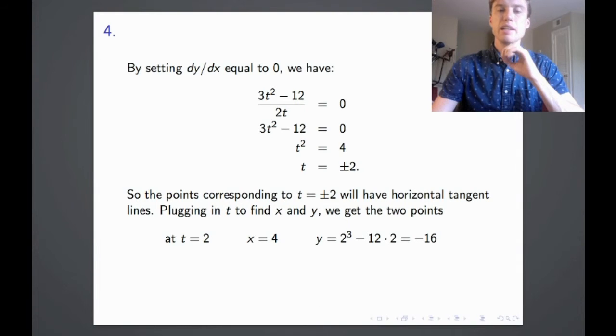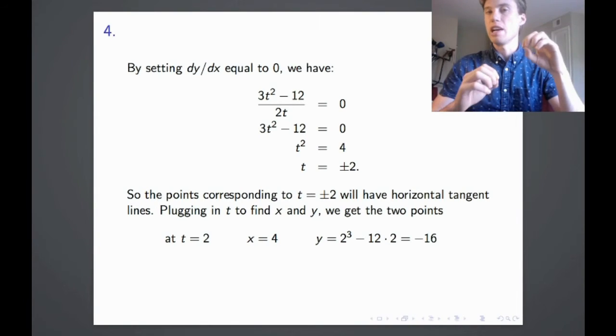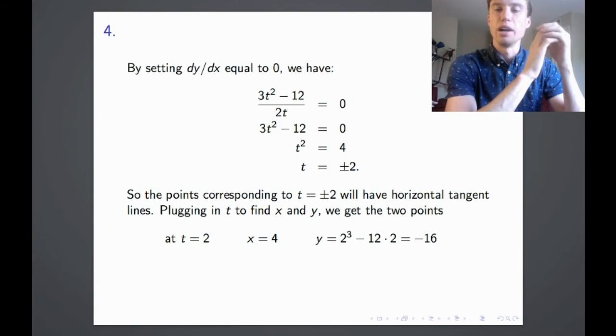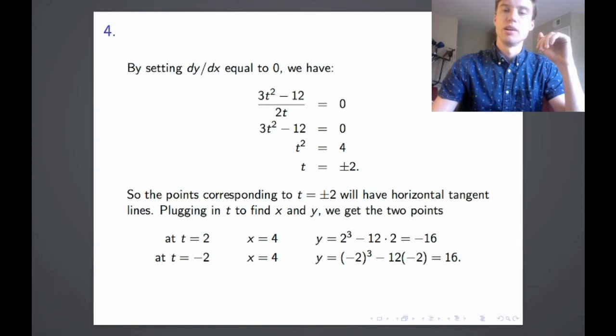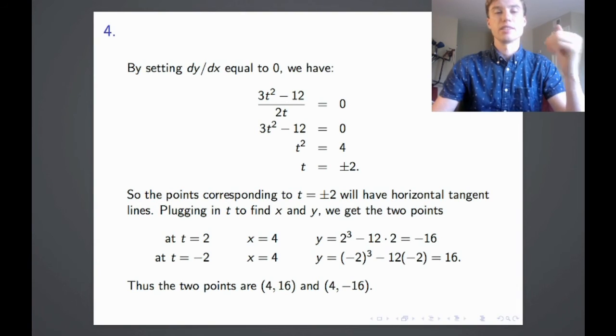Now we can plug in t to find the x and y values. The t value of plus or minus 2 is great, but we are asked for the specific points in terms of x and y coordinates. So at t equals 2, we can find the value of x is 4, and the value of y is negative 16. At t equals negative 2, x is equal to 4, and y is equal to 16. Thus we have found the 2 points at which we have horizontal tangent lines. They are (4, 16) and (4, negative 16).